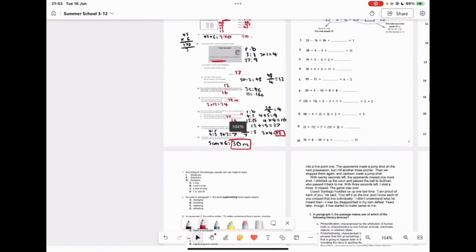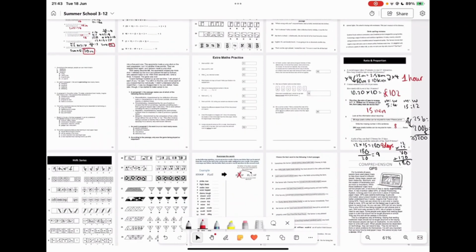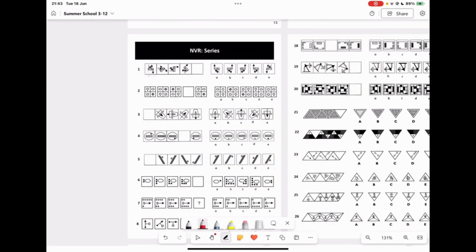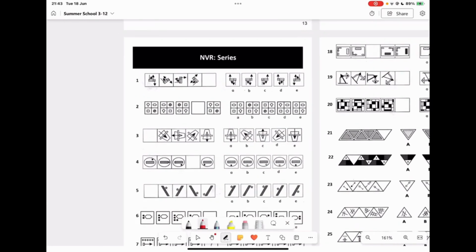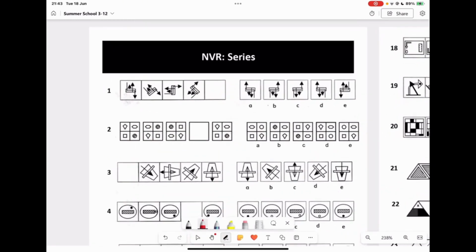Okay, next we move on to the next section, which will be on page 4. And that is MVR series. Okay, so here we're looking at the shape that comes next. Okay, so question 1. We can see that the shape is rotating 45 degrees anti-clockwise each time. So we can just expect the same thing.